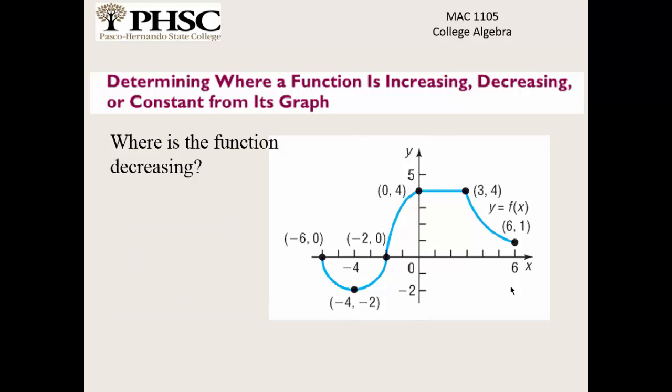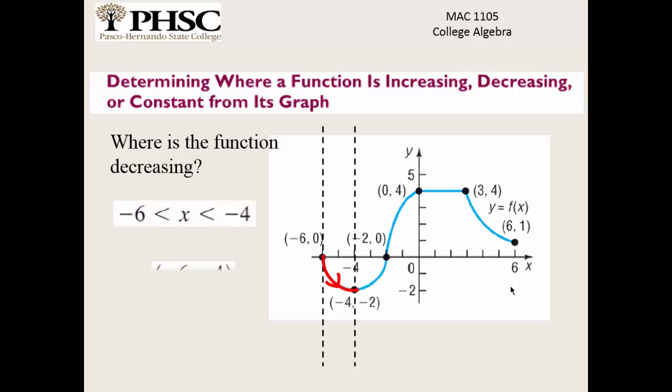Now where is the function decreasing? It's decreasing between when x is equal to negative 6 and x is equal to negative 4.